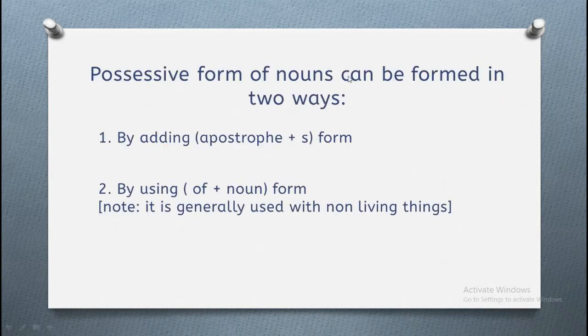Now, possessive forms of nouns can be formed in two ways. So, one way we have already discussed, that is by adding apostrophe and s to the form of the noun. Second way is by using of plus noun. Means anything which is not using the form apostrophe s, but instead it is using the form of plus noun. It is generally used with non-living things. So whenever we do not want to use apostrophe s, instead we want to show ownership of some non-living thing, or we want to show possession of some non-living thing, then we use this of plus noun form.